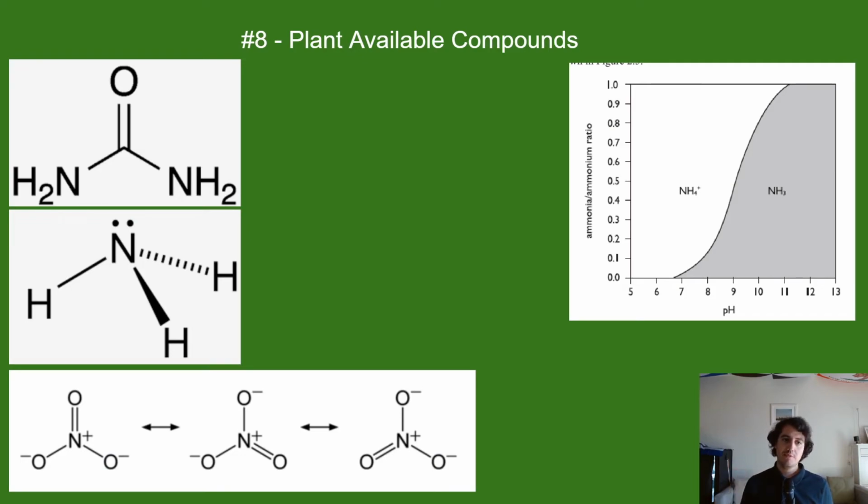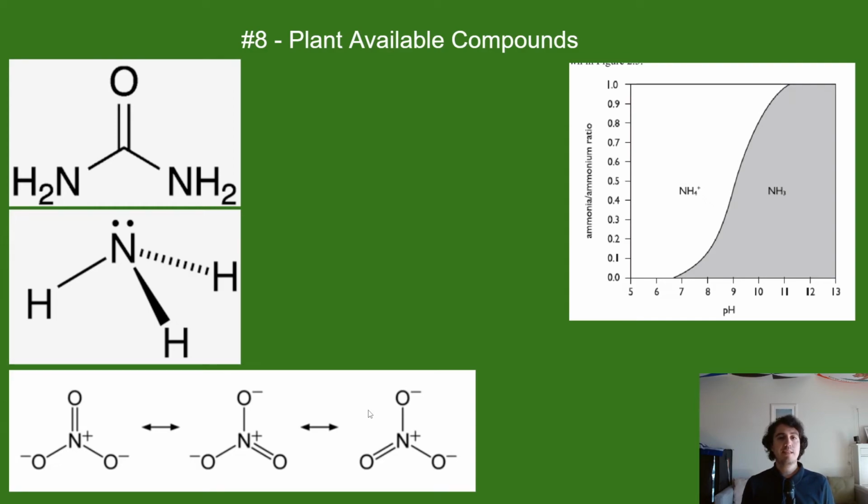Piggybacking a bit into other concepts I talked about, like the pH and for example the light and other conditions. Not all compounds that you add to your system, for example a hydroponic system, are readily available for the plant. Here I have three examples. The first one is urea. Then you have here in the middle ammonia, which already, depending on the pH, can shift between ammonium and ammonia. And then lastly you have nitrate, which can also shift depending on the ions.